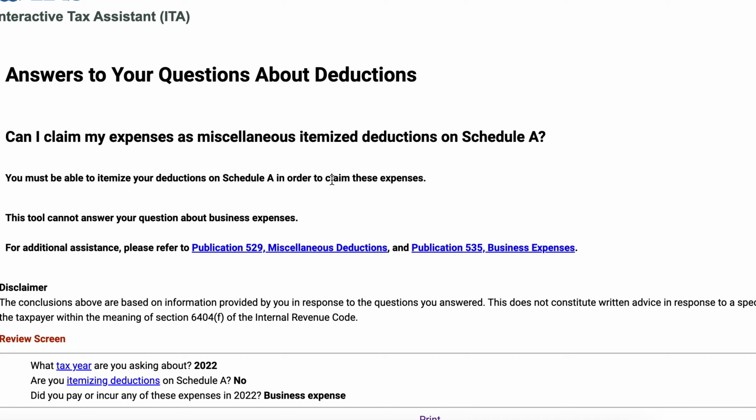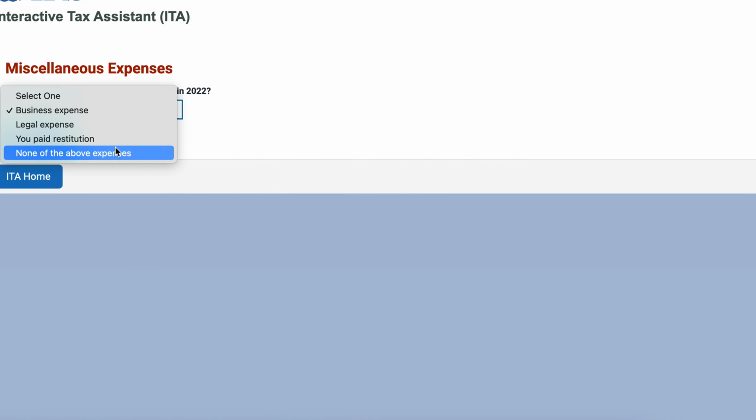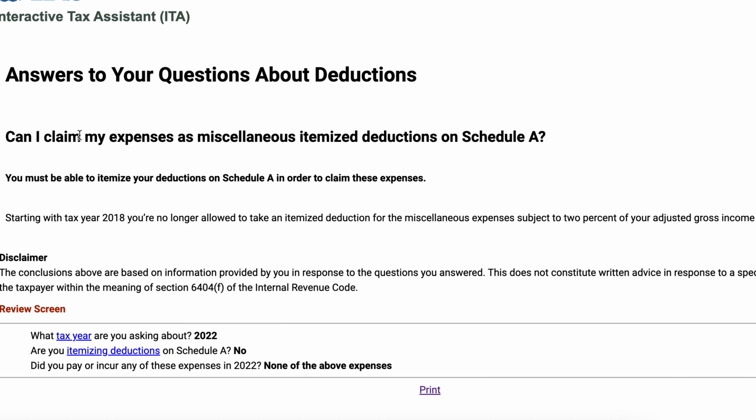The tool says you must be able to itemize your deductions on Schedule A to be able to claim miscellaneous itemized deductions. So let's go back and select another option. And again, it says the same thing, except there is a mention in here about 2018. As of 2018, you're no longer able to take an itemized deduction from miscellaneous expenses subject to 2% of your adjusted gross income.